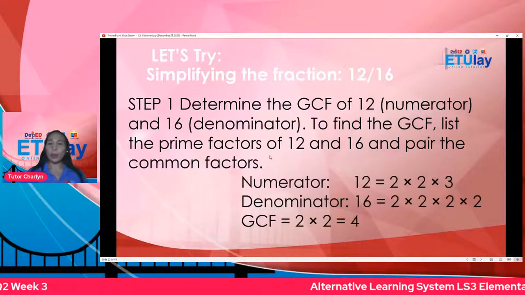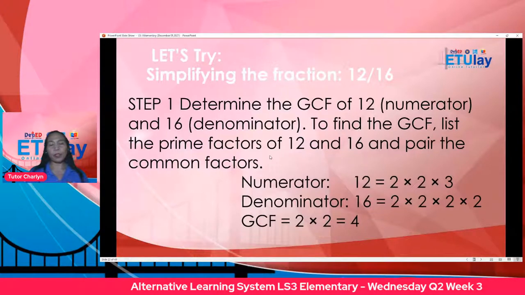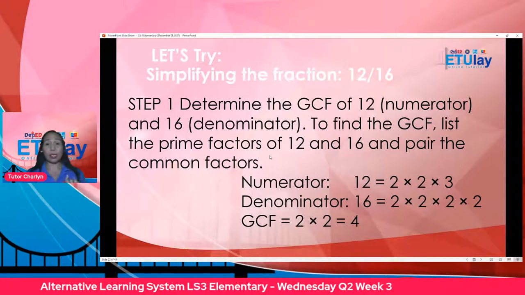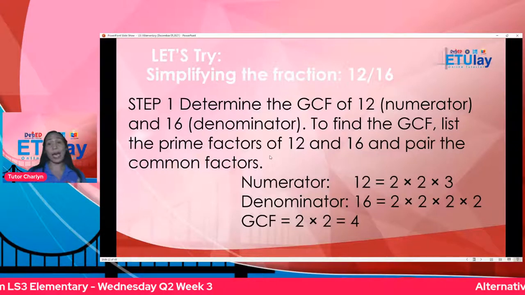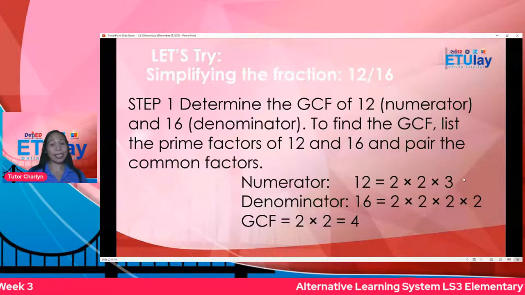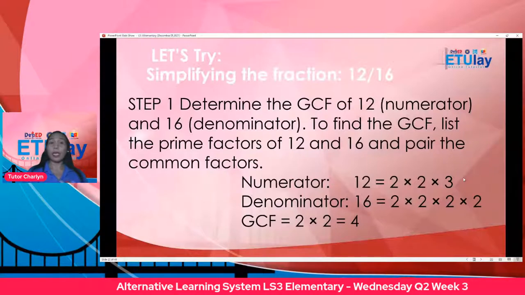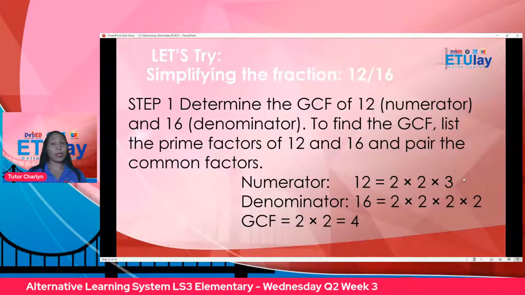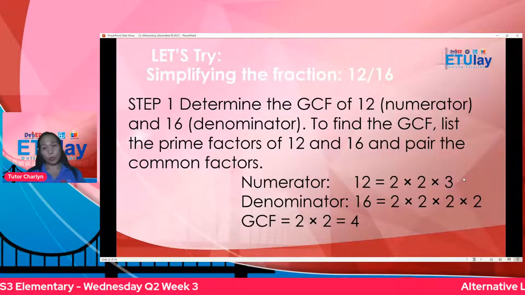Okay. The numerator 12. We can have the prime factors. Okay, si 12 kasi is 4 times 3. Then si 4, meron pa siyang 2 times 2. So we have 2 times 2 times 3. So yun yung prime factors ni 12. Si 16 is 4 times 4. At alam naman natin, si 4 ay 2 times 2. So we have 2 times 2 times 2 times 2.